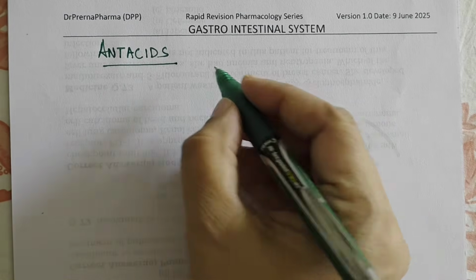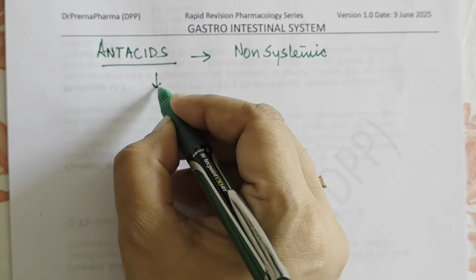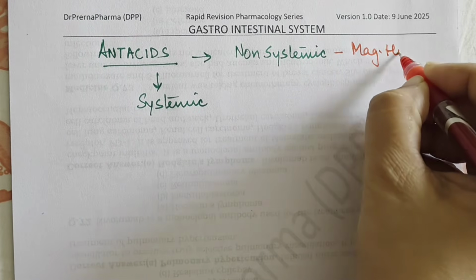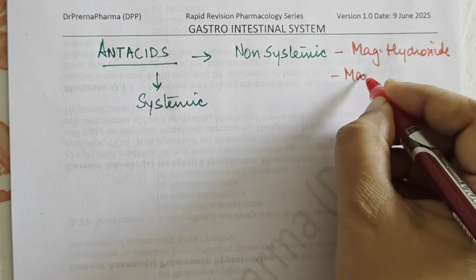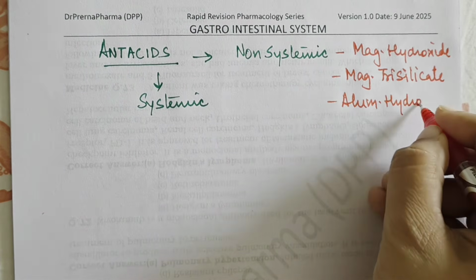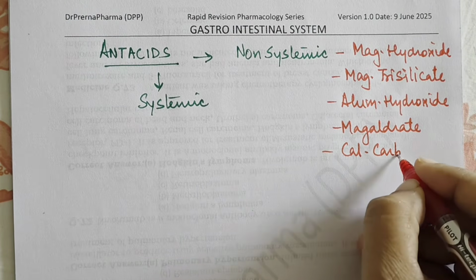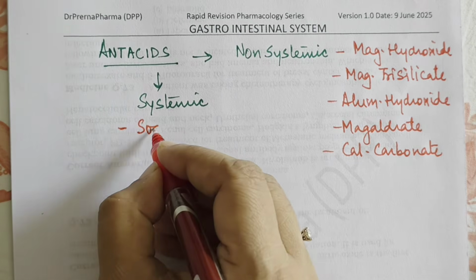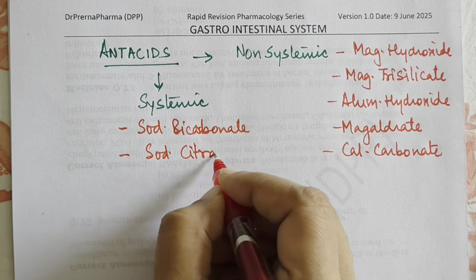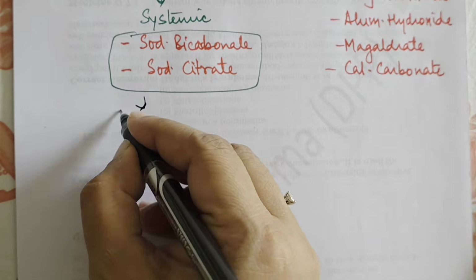So the first category of drugs that we are discussing is antacids. Now antacids are divided into non-systemic and systemic. Non-systemic drugs include magnesium hydroxide, magnesium trisilicate, aluminum hydroxide, then nagalrate and calcium carbonate. Okay, these are non-systemic. Systemic ones are sodium bicarbonate, then sodium citrate.